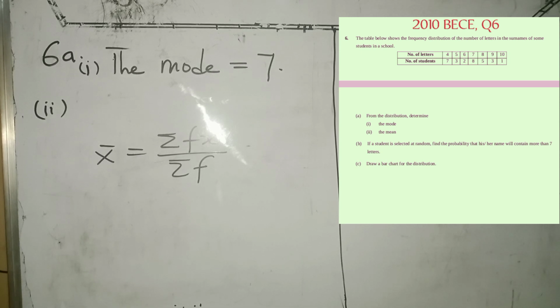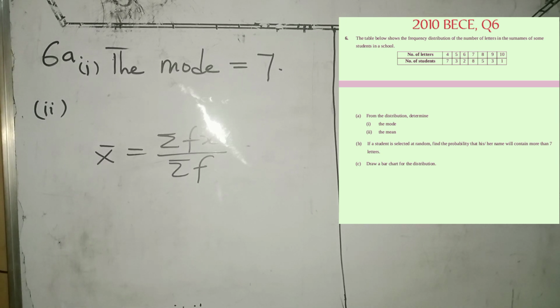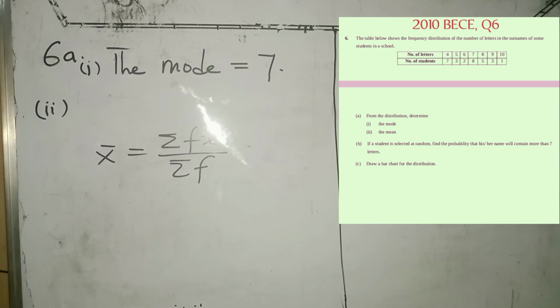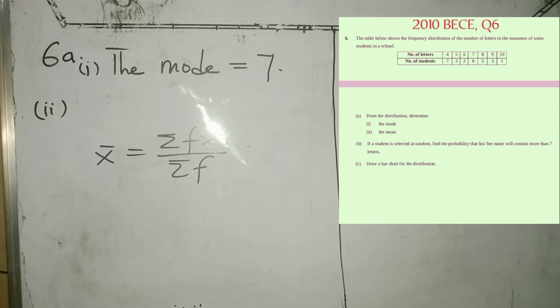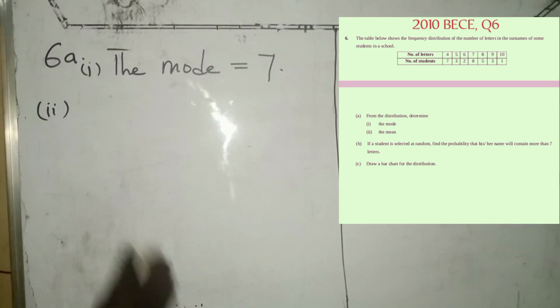students. So because of that, we have to redraw the table and add an additional column that will contain fx. That's the multiplication of the frequency by the observation. So we're going to redraw the table. So let's redraw the table.